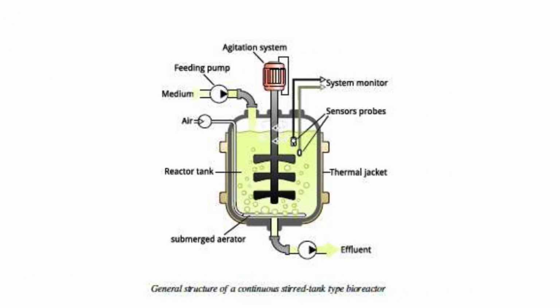General structure and components. Moving on, let's look at the general structure of a continuous stirred tank type bioreactor. Key components include an agitation system, feeding pump, the reactor tank itself, a submerged aerator, a system monitor, sensor probes, a thermal jacket for temperature control, and an outlet for effluent.